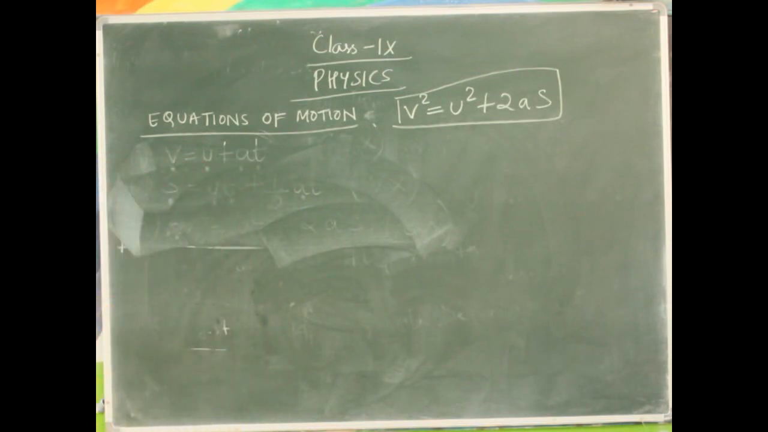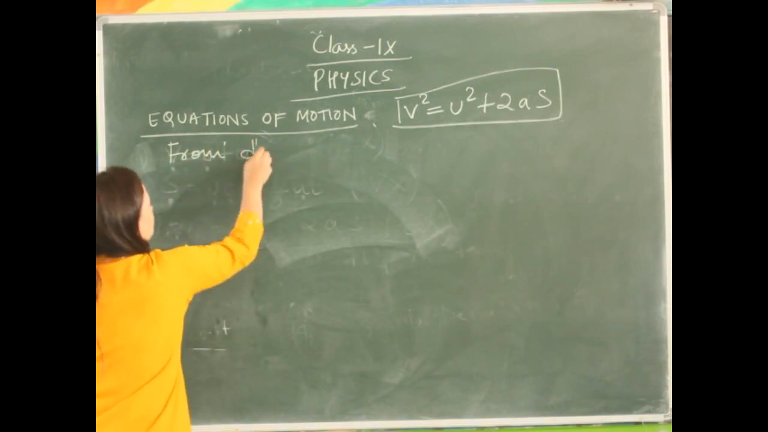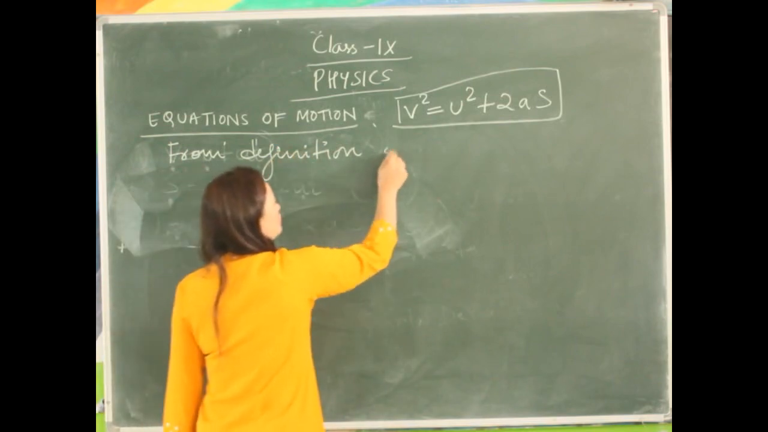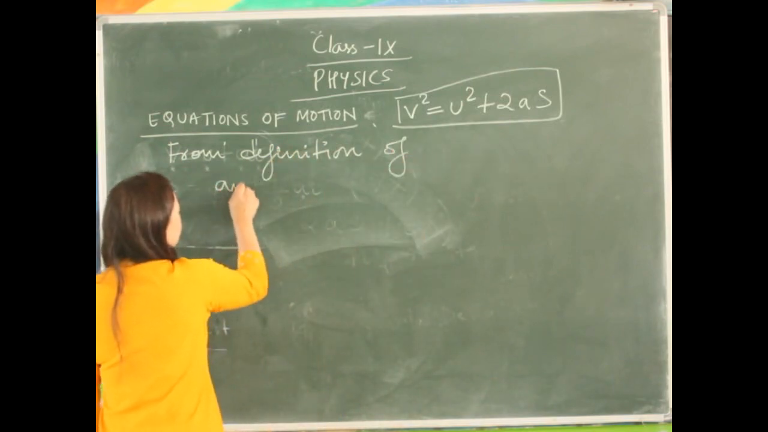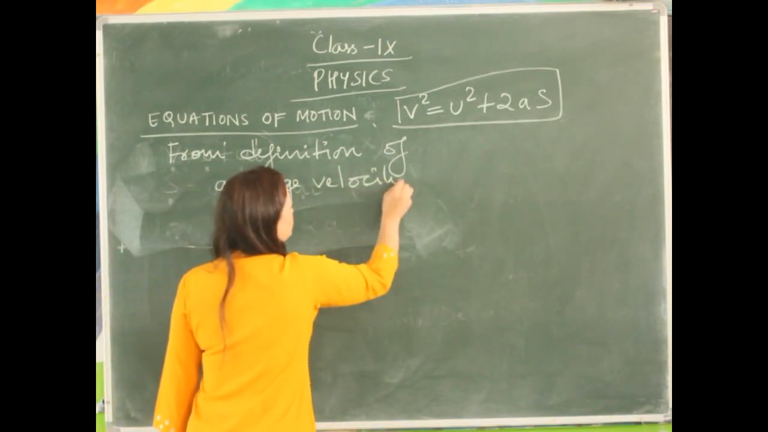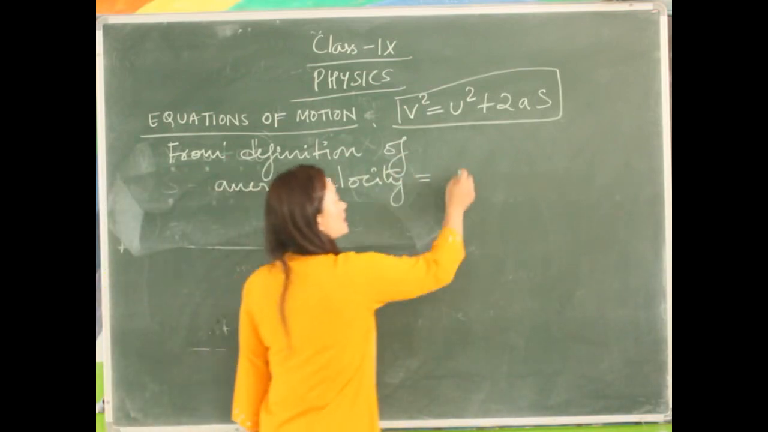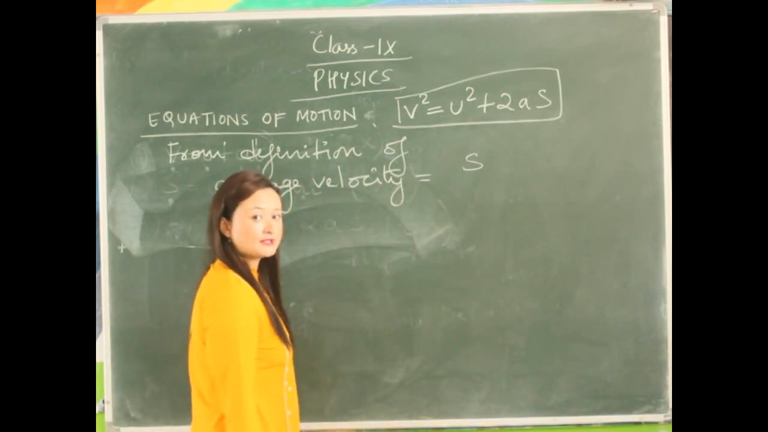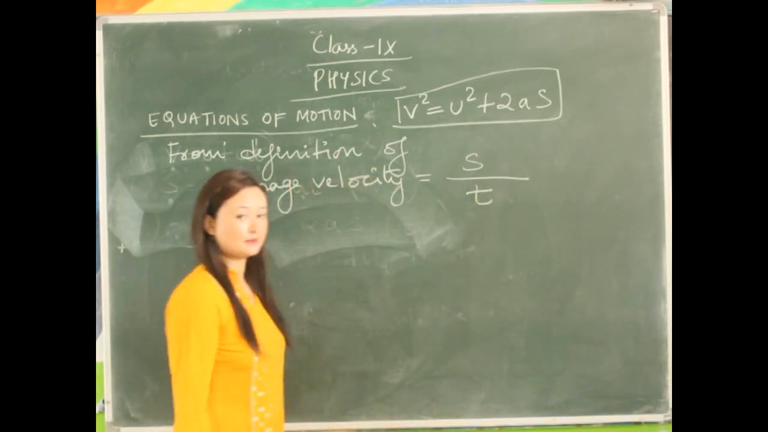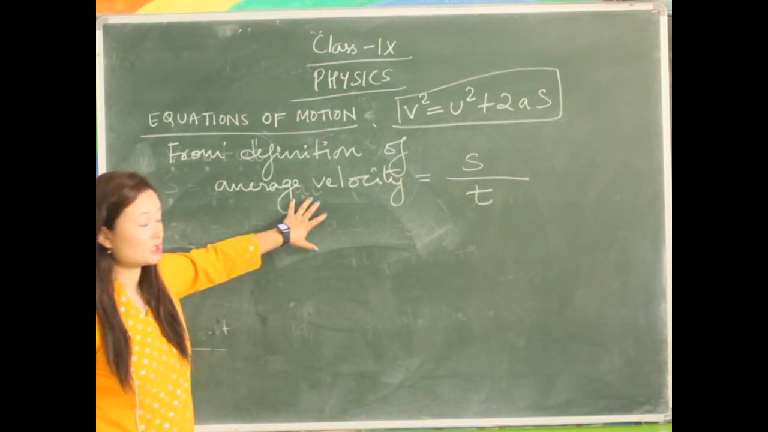Okay? So how do we start? We start exactly like the second one. In the second equation of motion, we started from the definition of average velocity. And what is average velocity? It is defined as total distance or total displacement divided by time. So displacement divided by time is your average velocity.